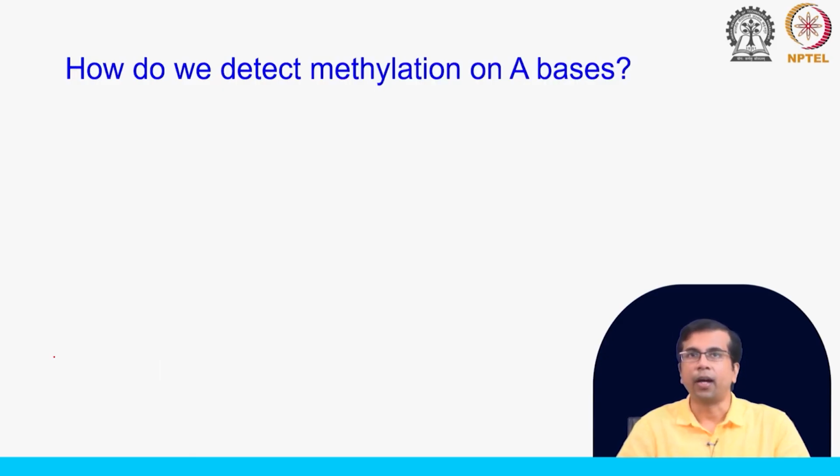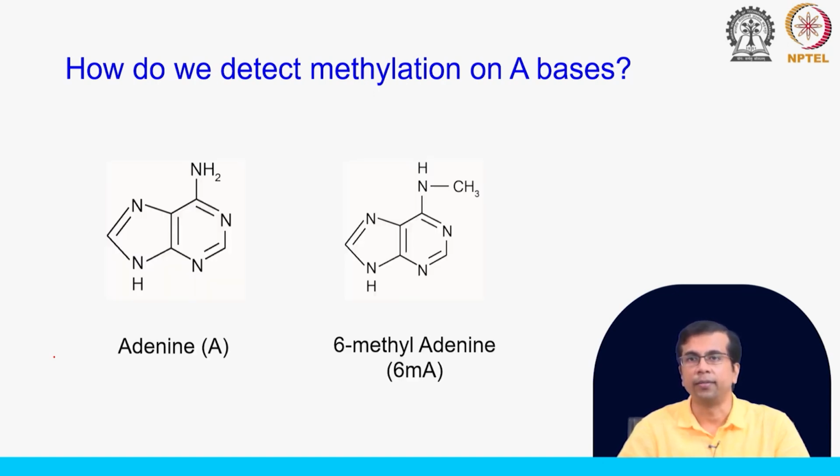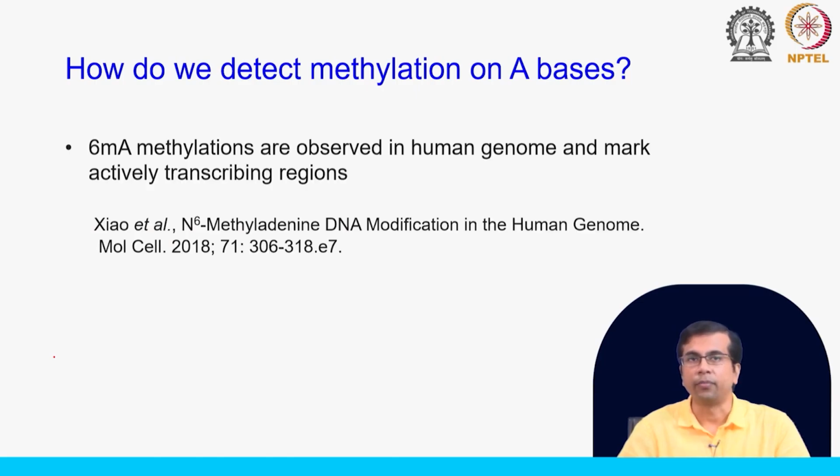So, the question now is, how do you detect methylation on A bases? Just to remind you, the modification that we see on A is called 6 MA. The modification on A is very common in prokaryotes, and it is thought to be uncommon in eukaryotes, especially in mammalian cells. However, recently papers have shown that these 6 MA methylations are also present in the human genome, and they mark actively transcribing regions, and the levels of these modifications change in human diseases. So, here is the reference. If you are interested, you can go and read further.